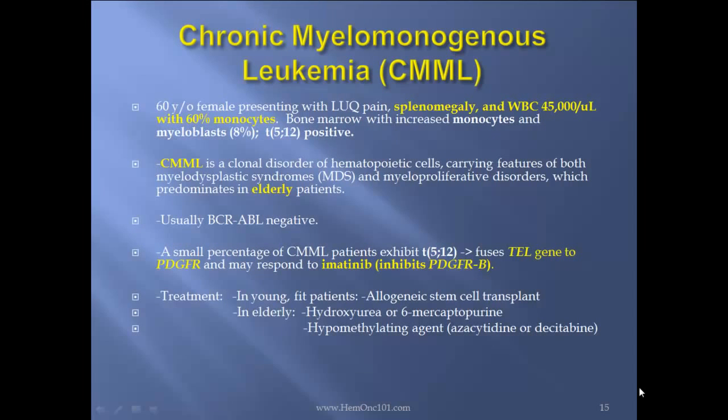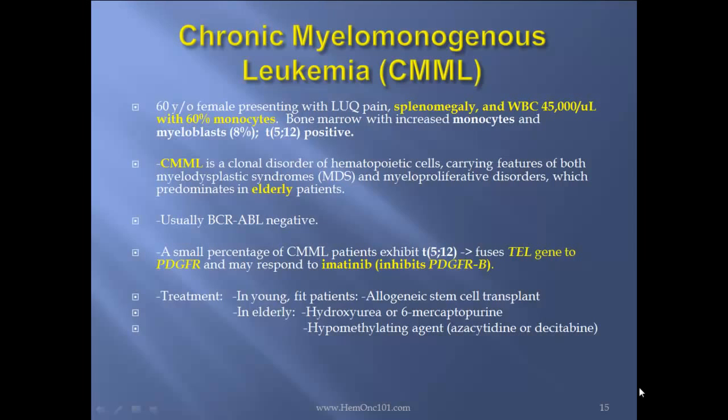Chronic myelomonocytic leukemia, CMML, case report. 60-year-old female presenting with lymphoproliferative pain, splenomegaly, and WBC 45,000 with 60% monocytes. Bone marrow with increased monocytes and myeloblasts, translocation 5;12 positive. CMML is a clonal disorder of hematopoietic cells carrying features of both myelodysplastic syndrome and myeloproliferative disorder, which predominates in elderly patients, usually BCR-ABL negative.